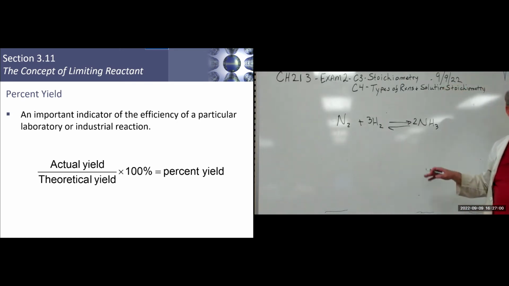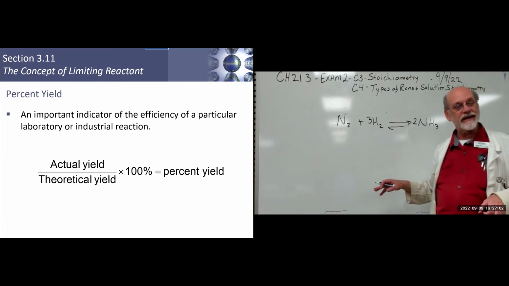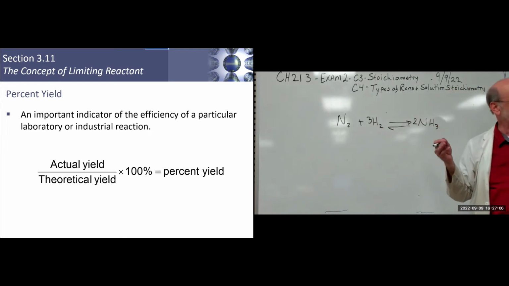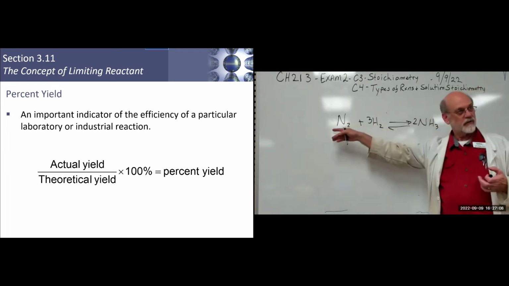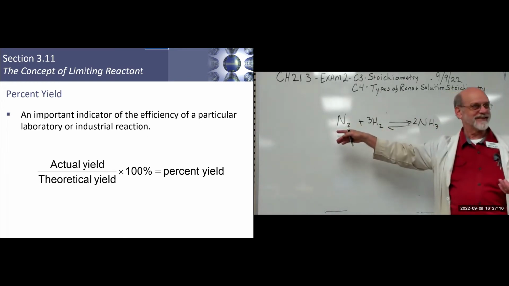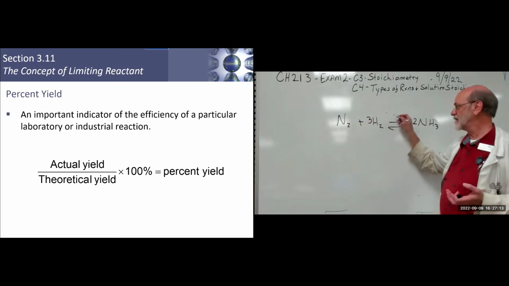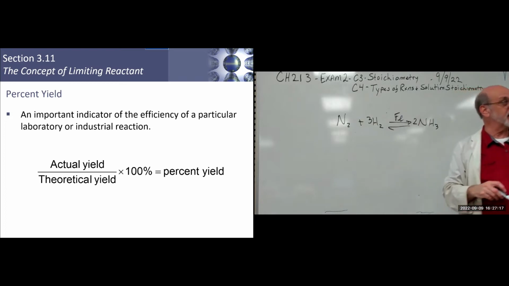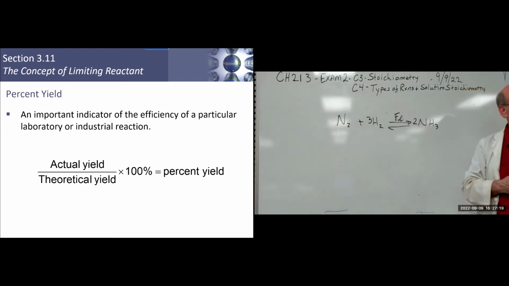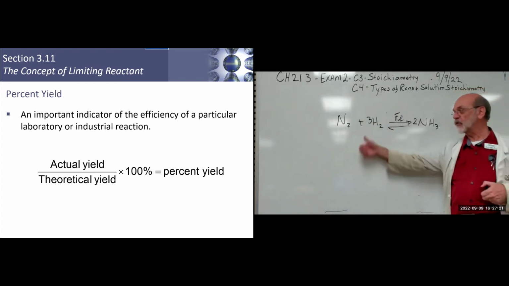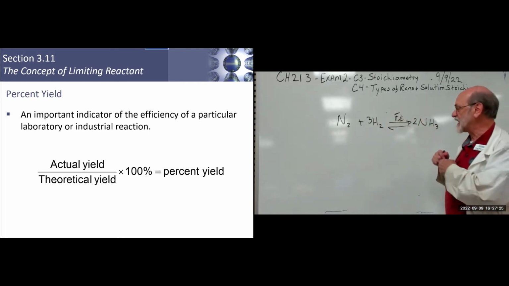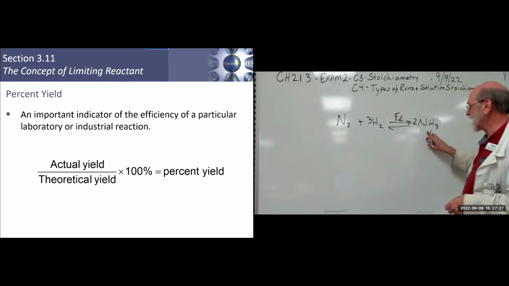Right? So Haber decided, well, if I heat it up, that'll give it more energy to make the reaction go. The trouble is, as you heat it up, the reactant side is favored. Right? So he stuck in a catalyst, finely divided iron. And that caused the reaction to speed up toward this direction.